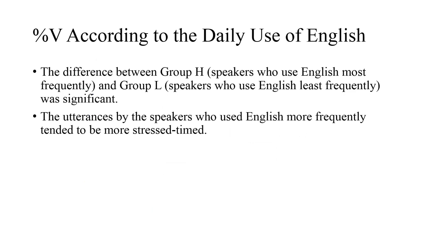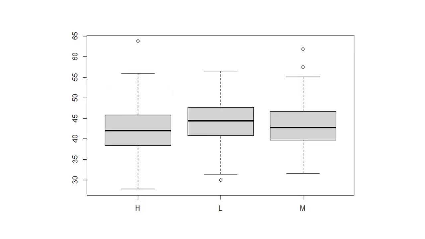We investigated %V according to the daily use of English. The difference between Group H, that is, speakers who use English most frequently, and Group L, speakers who use English least frequently, was significant. The utterances by the speakers who used English more frequently tended to be more stress-timed. This is the box plot of the result.